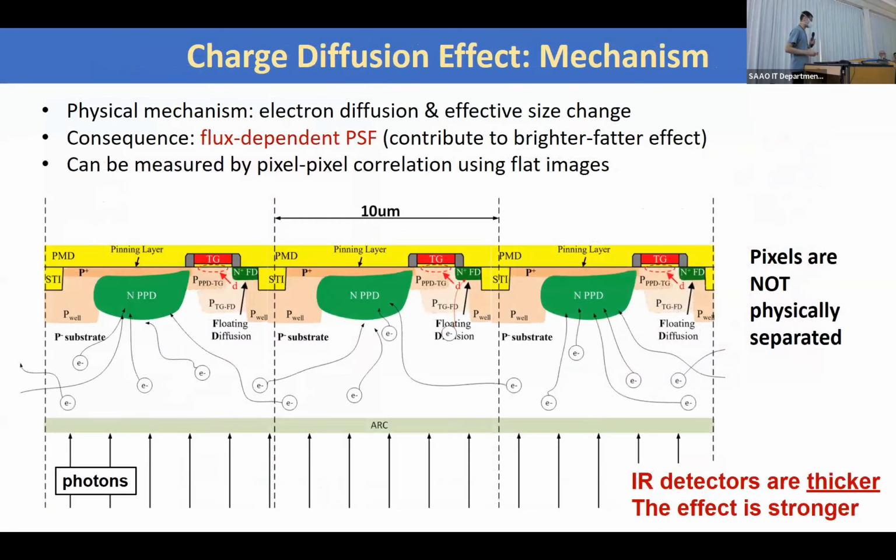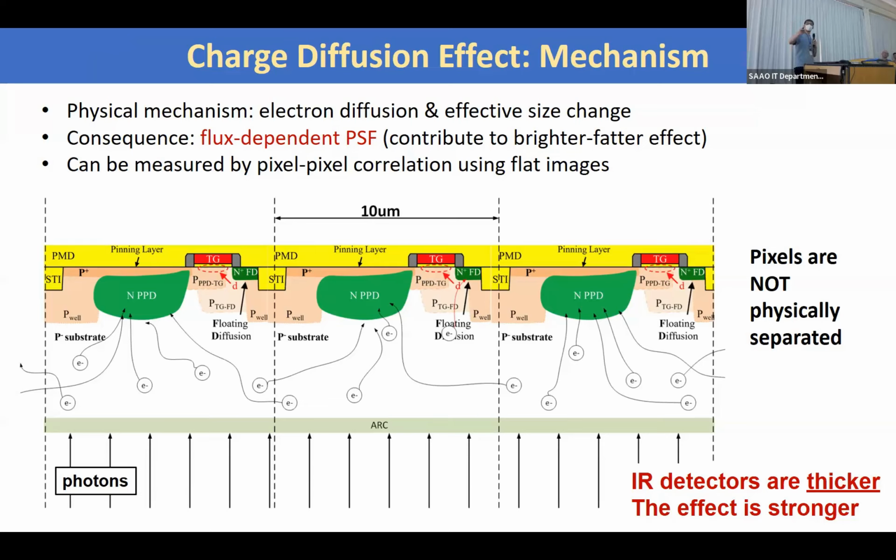And the second phenomenon, second fact I want to say, is about the charge diffusion. This actually involves two different physical mechanisms. So here I show you a sketch of the CMOS detector. You can see this is basically a pixel, so 3 pixels. The photon comes from the lower side and hits this silicon and produces photoelectrons.